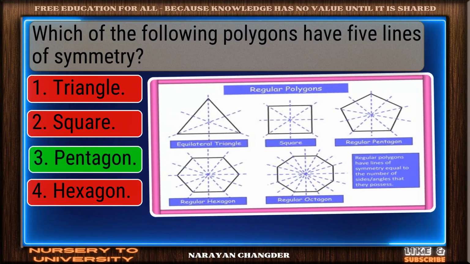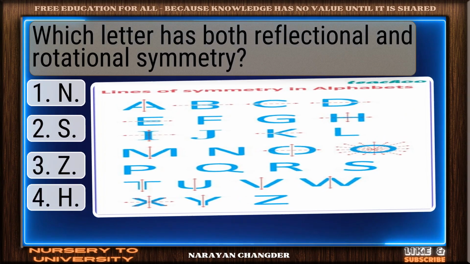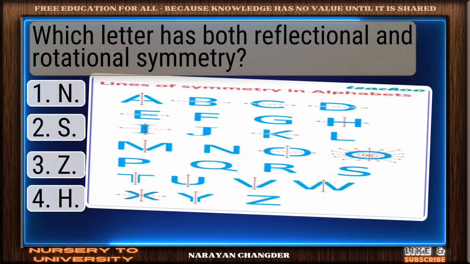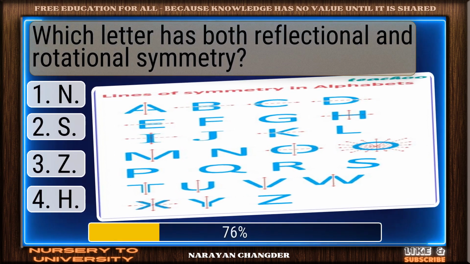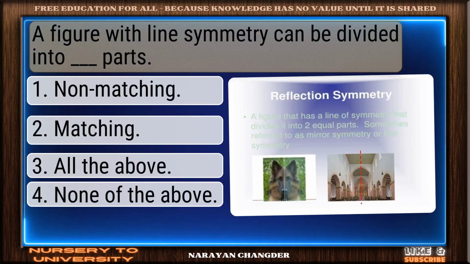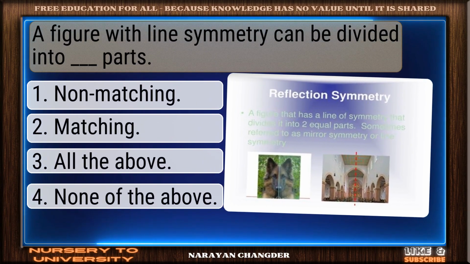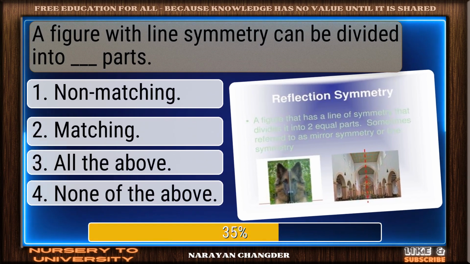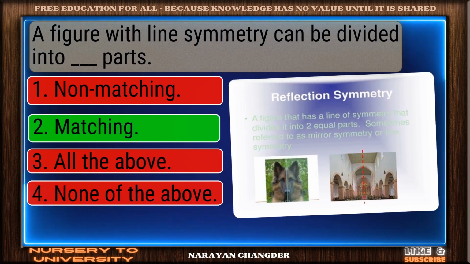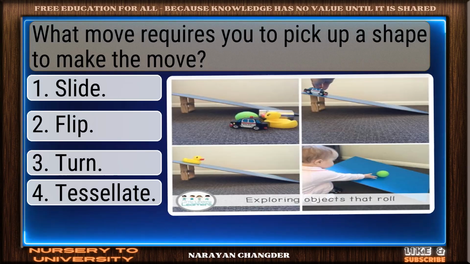Excellent. Pentagon is a brilliant choice. Which letter has both reflectional and rotational symmetry? Smart move. H is an accurate answer. A figure with line symmetry can be divided into dash parts. Sharp thinking. Matching is the right choice.